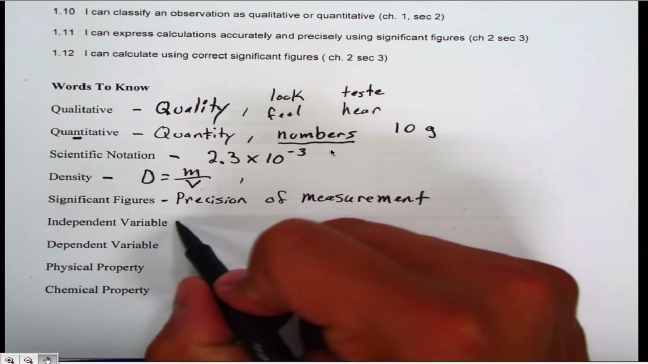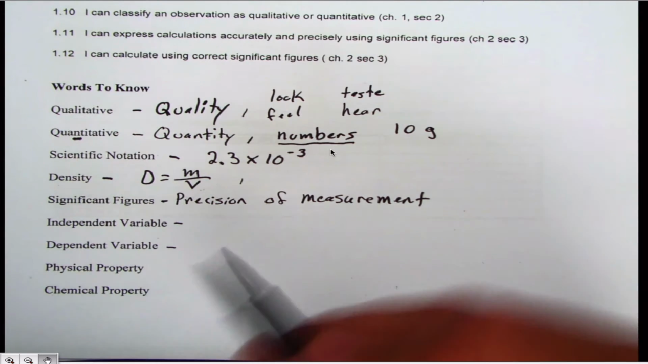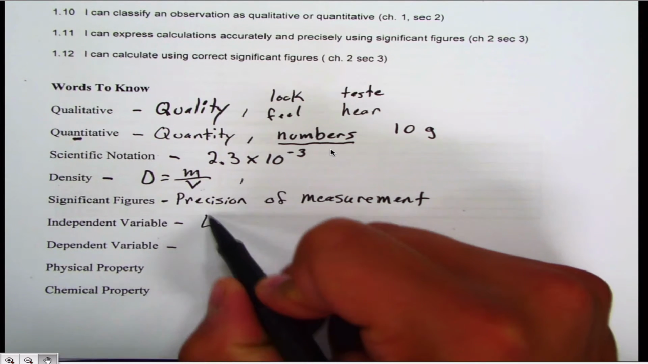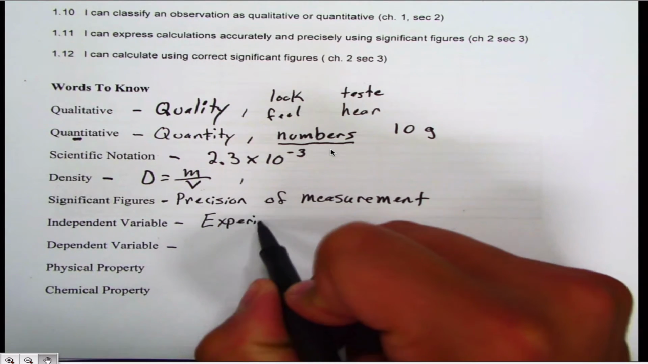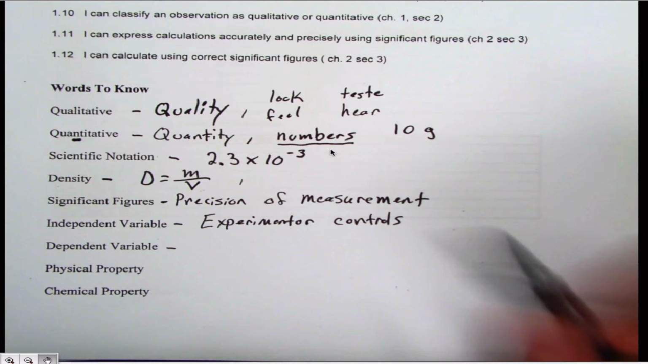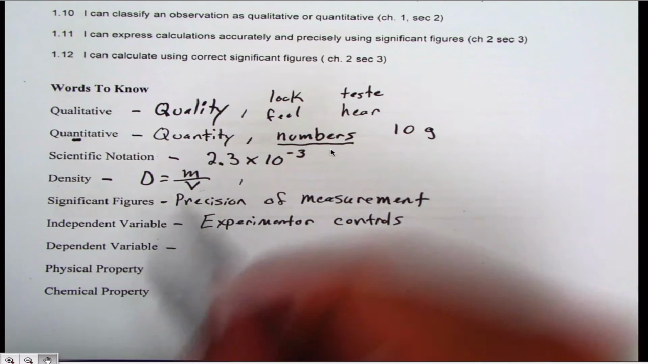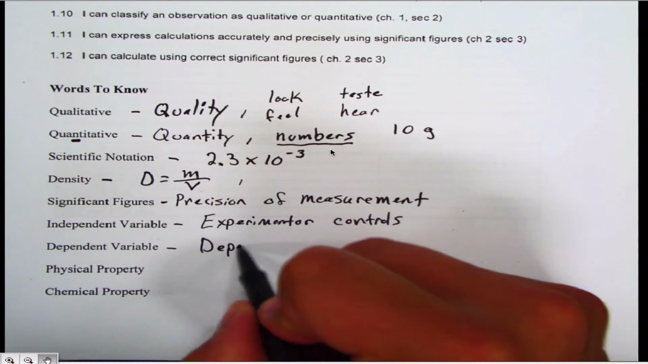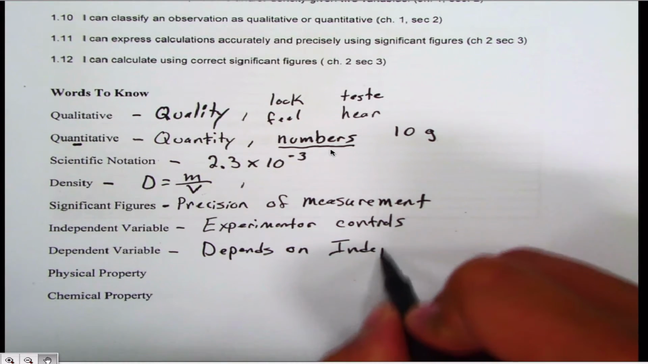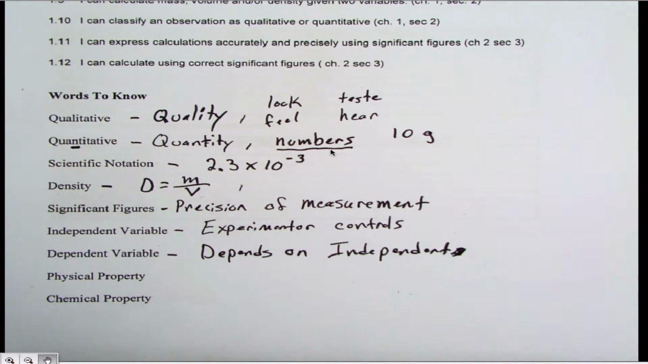Independent, dependent variables. These are going to be useful especially for graphing and lab settings. So when we're talking independent variable, this is going to be the one that the experimenter controls. So in other words, you, the experimenter, are controlling this. And a dependent variable will change. It depends on what the independent is doing. Depends on the independent.